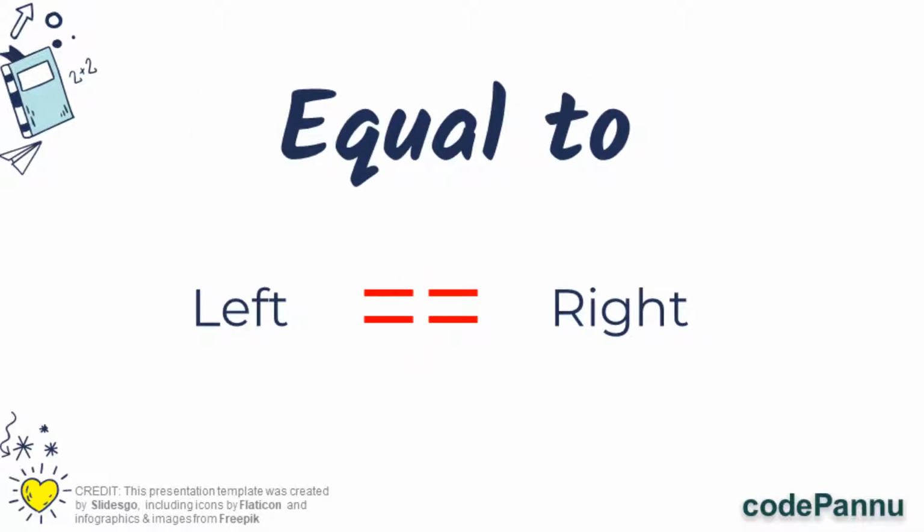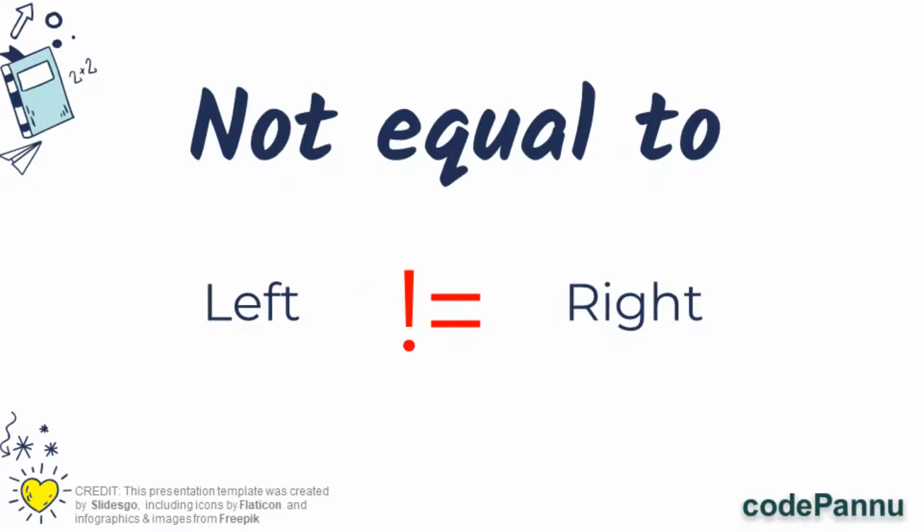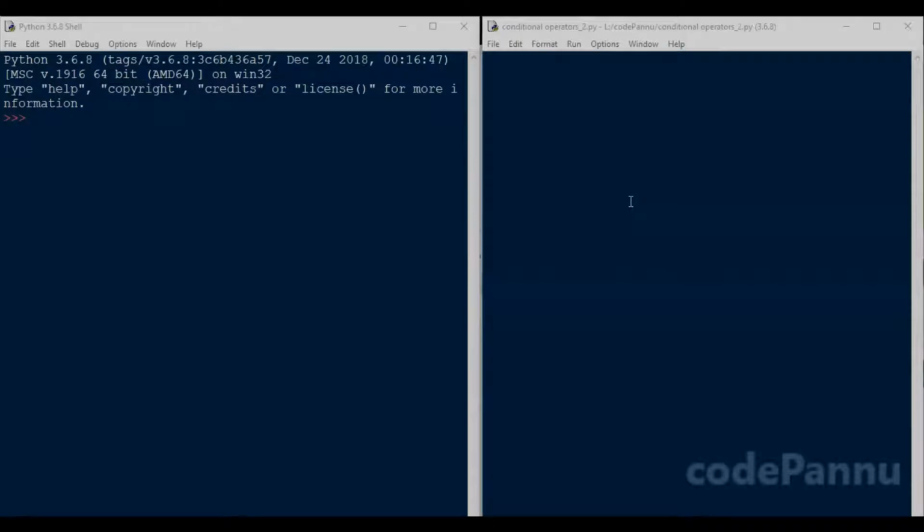When we check for equal to condition, we check if the value on the left is equal to the value on the right, and if it is equal, then true will be the output. In the not equal to condition, we check if the value on the left is not equal to the value on the right. If they are not equal, then the output will be true. I know this condition is new for you, so I am going to give you a lot of examples to understand. Let us go to Python and look at some examples.